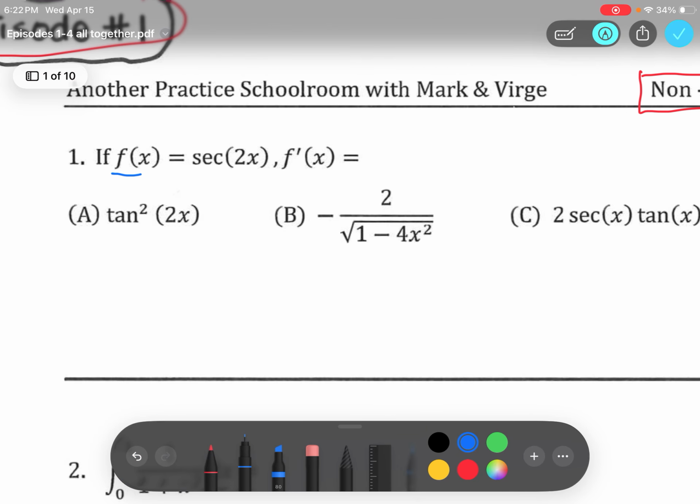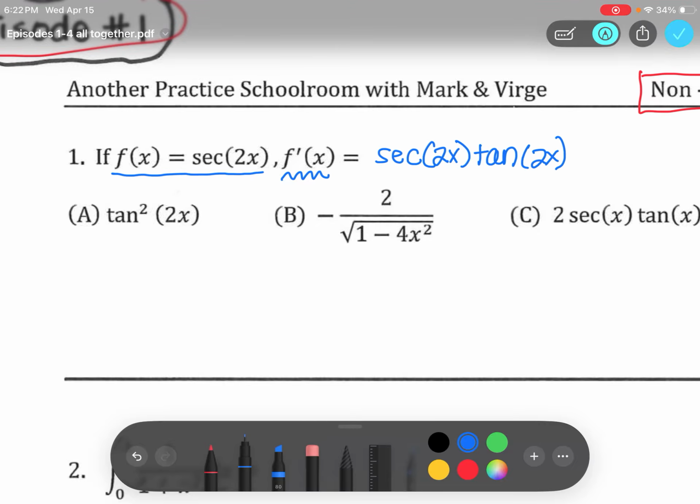They give us the function secant of 2x, and they're asking us to find the derivative. This is a gold sheet formula. The derivative of secant, think about it, is secant tan. So if it says secant 2x, it's secant 2x tan 2x.